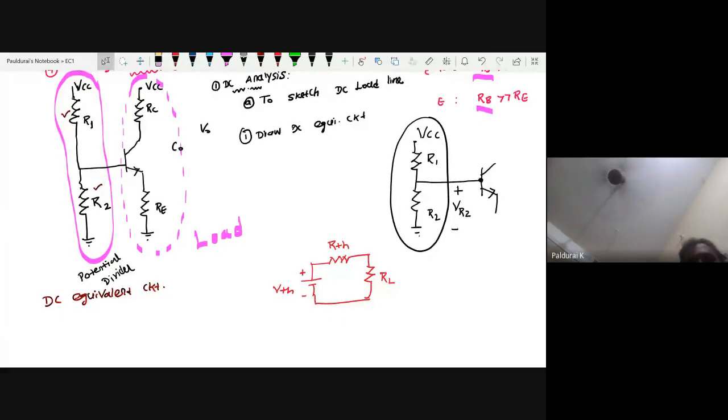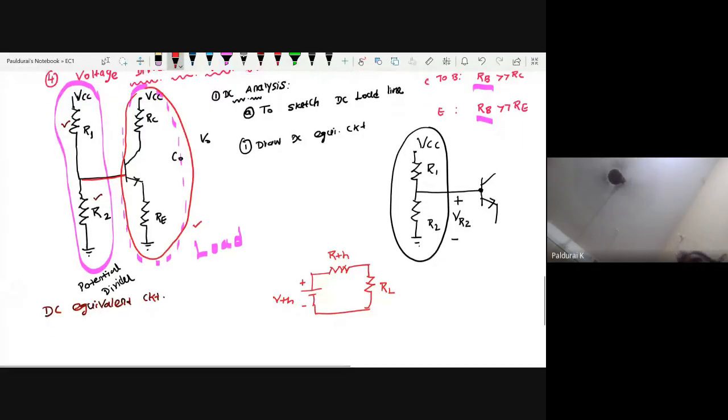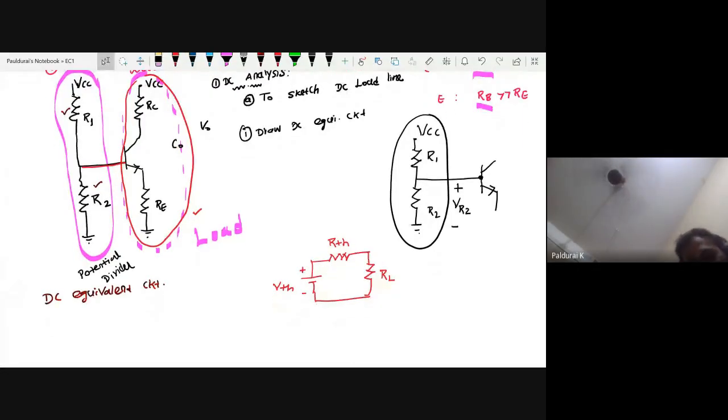So here, who is the load? As I told you earlier, this entire thing is the load, and you want to consider the entire thing as load, connected at this point. So now this is my load. What is the procedure to calculate VTH? Anyone?